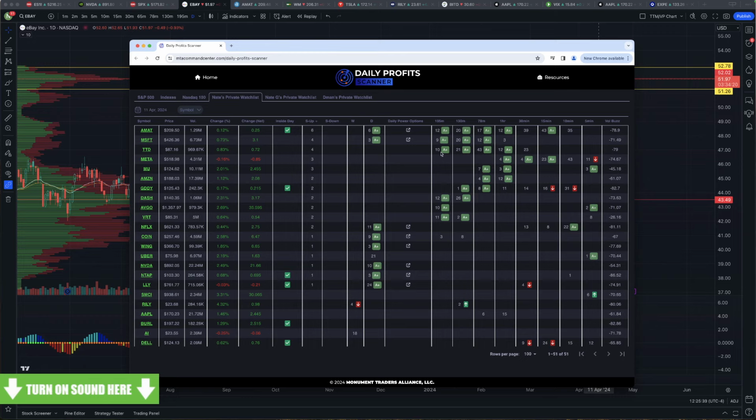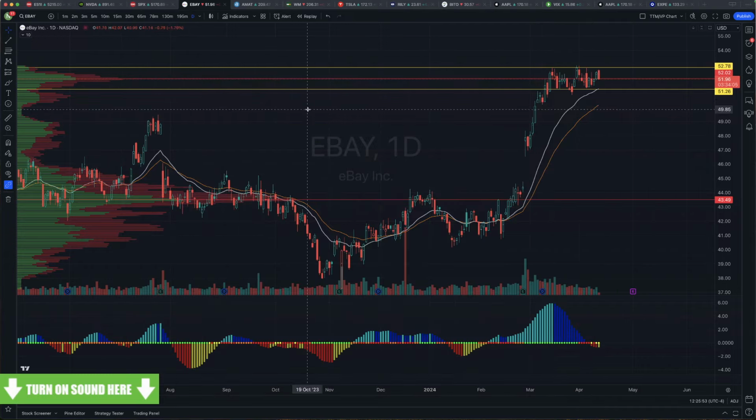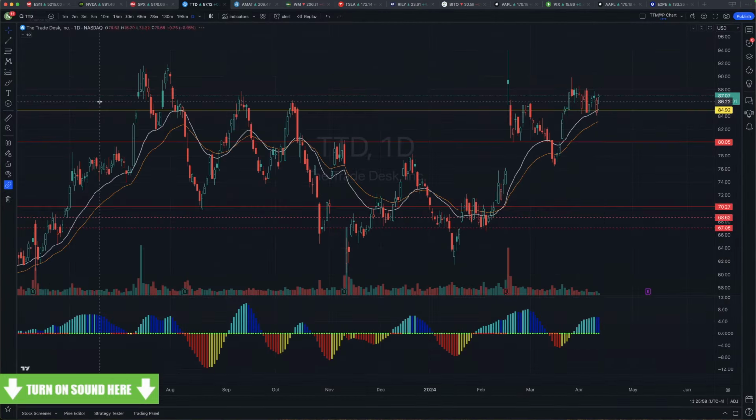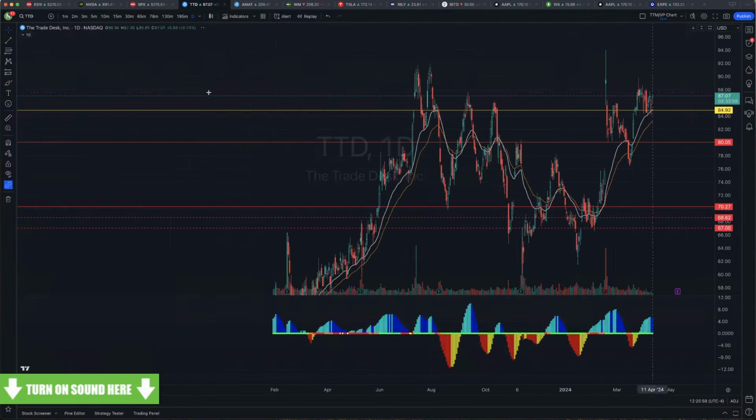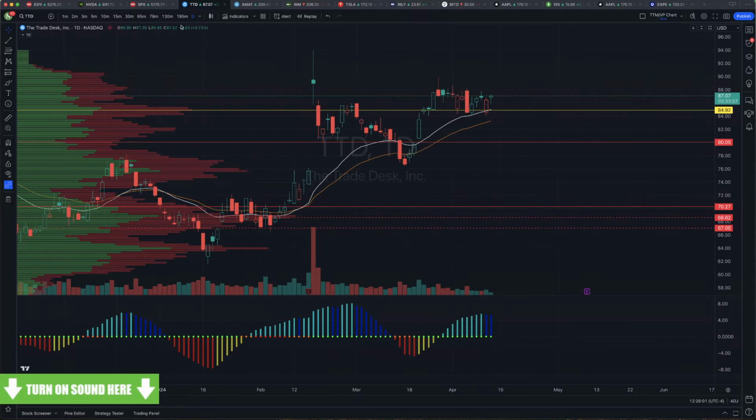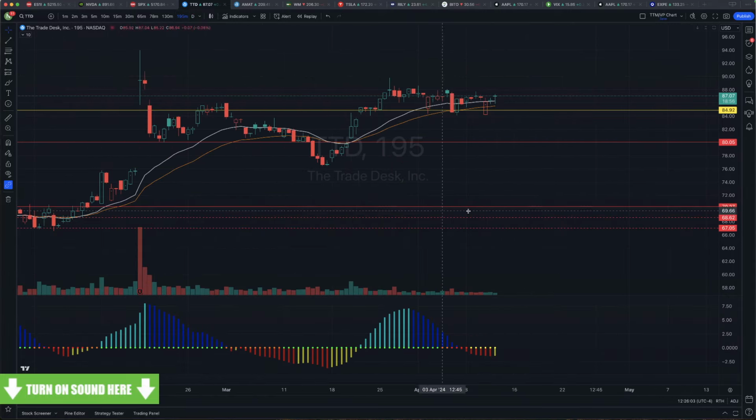AMAT, Microsoft looks good. TTD, yeah, somebody just typed that into chat, right? TTD is looking great. I know Nate Bear was looking at that today. And then we can just run this scan and then come over here and say, all right, it looked like TTD was looking pretty good on some of these higher time frames. So let's look at a 195.